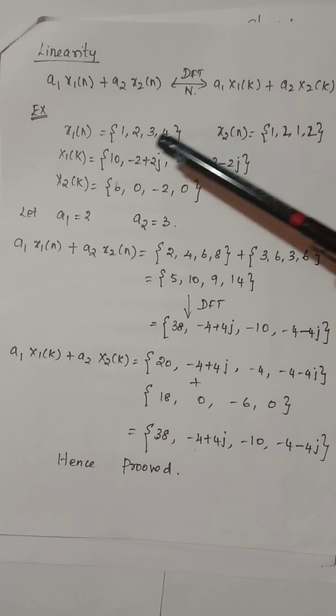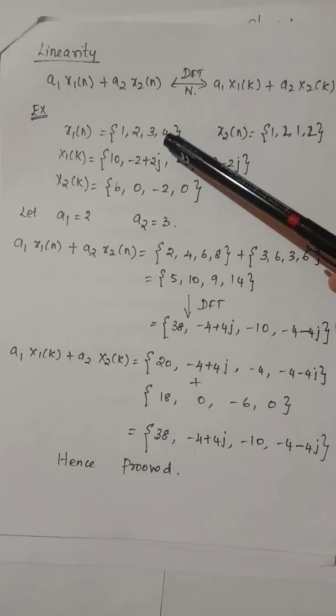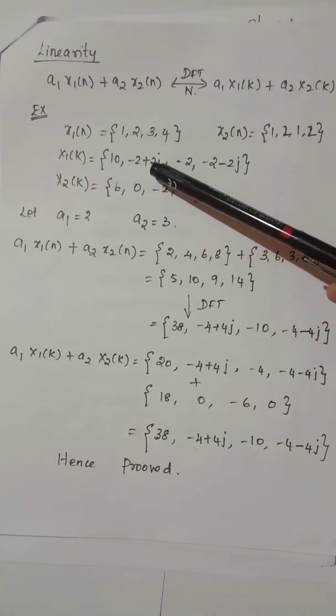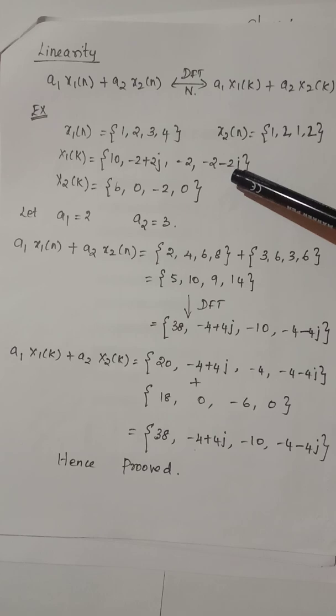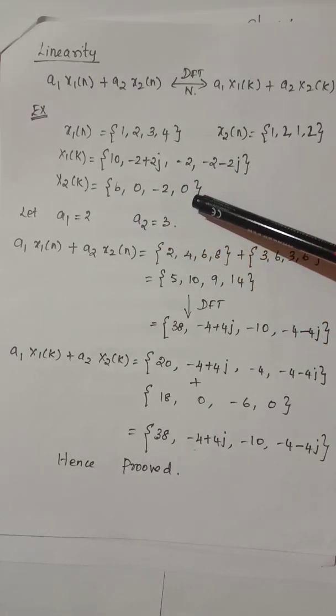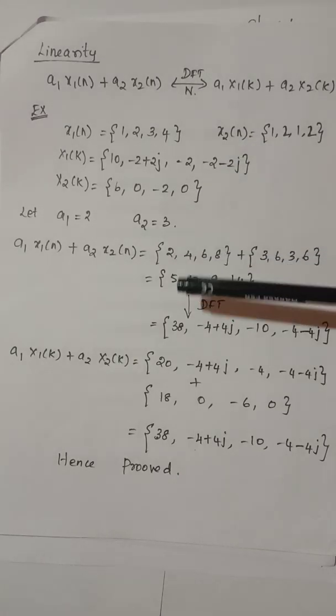Consider x1 of n is 1, 2, 3, 4 and x2 of n is 1, 2, 1, 2, and the Fourier transform for these is x1 of k is 10, minus 2 plus 2j, minus 2, minus 2 minus 2j, and x2 of k is 6, 0, minus 2, 0. So these are all what we have proved in the tutorial problems. Using the answers I am going to explain it.